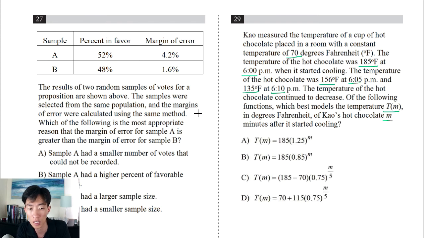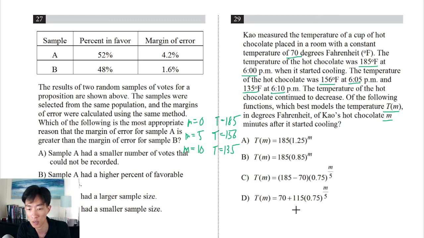So we're calculating m as in the number of minutes when it started cooling. At the very beginning, at 6 p.m., when m was 0, the temperature was 185. After 5 minutes, at 6:05, m equals 5, the temperature dropped down to 156. And then after 10 minutes, at 6:10, the temperature dropped down to 135. So these are the numbers for m that we want to test out, and these are the numbers for t that we want to test out.